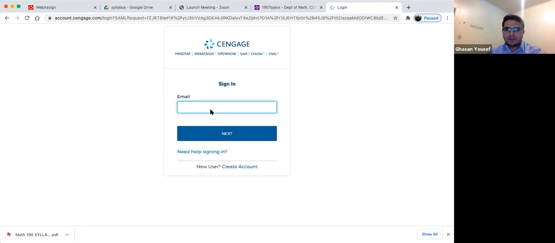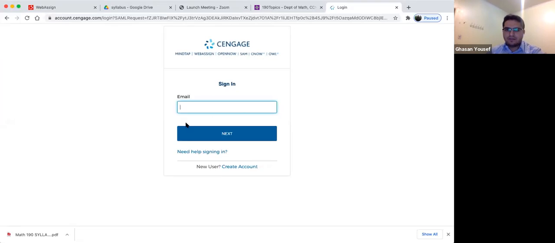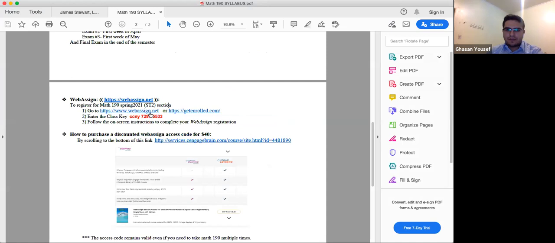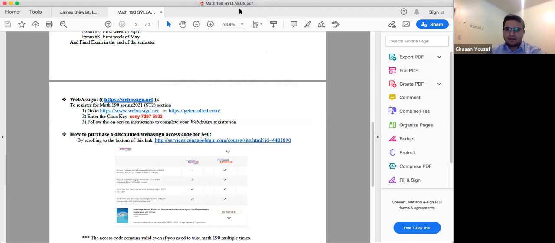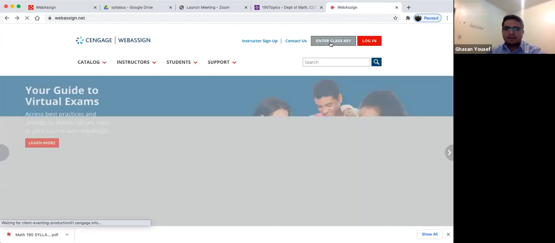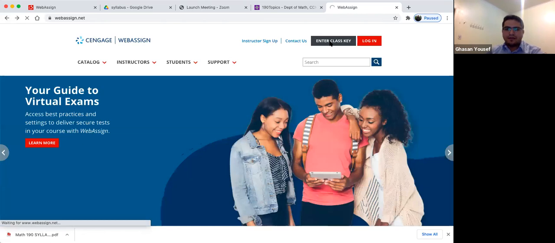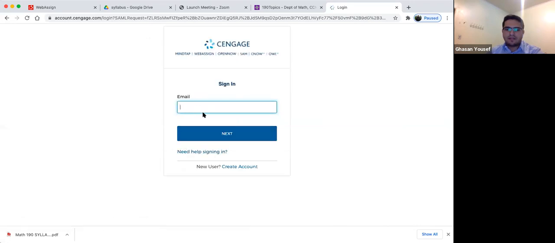When you create your account, you go to this link. You see this link here, the second one or the first one. Let me go over the second link. So you go to the second link. Let me share the screen again. When you go back to the link, here, enter class key. You click here, enter class key. Then after you are signing in and everything is fine, they will show you a bar here.